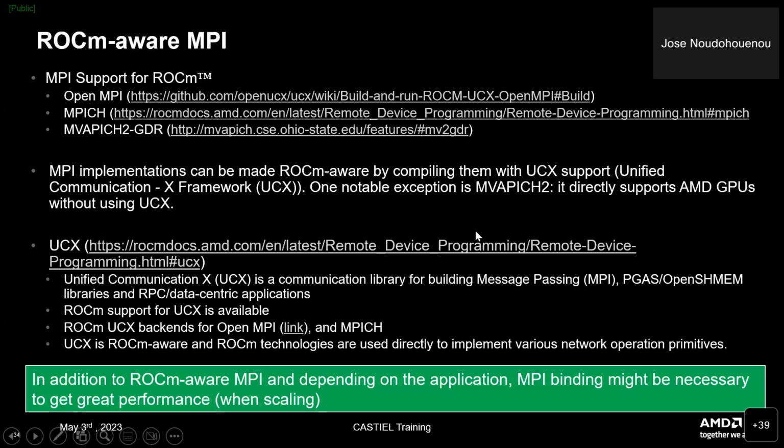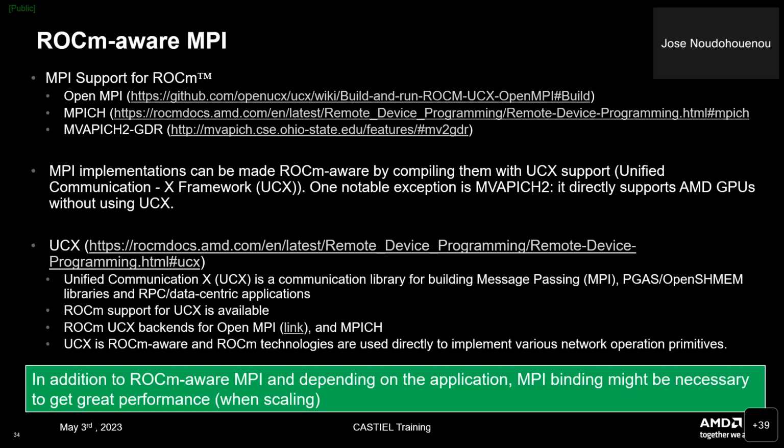And one exception is MVAPICH2, which directly supports AMD GPUs without using UCX. Because we are communicating between GPUs, instead of going from GPU to host and then back to another GPU, we need a way to communicate directly between two GPUs or multiple GPUs. And that is why we need this ROCm-aware MPI support.